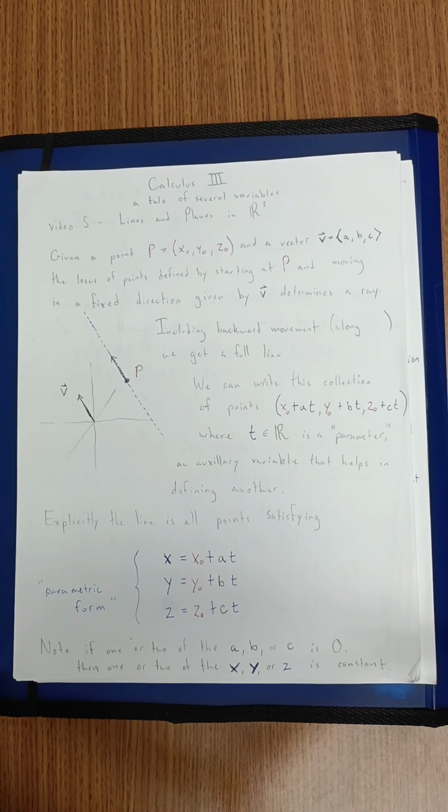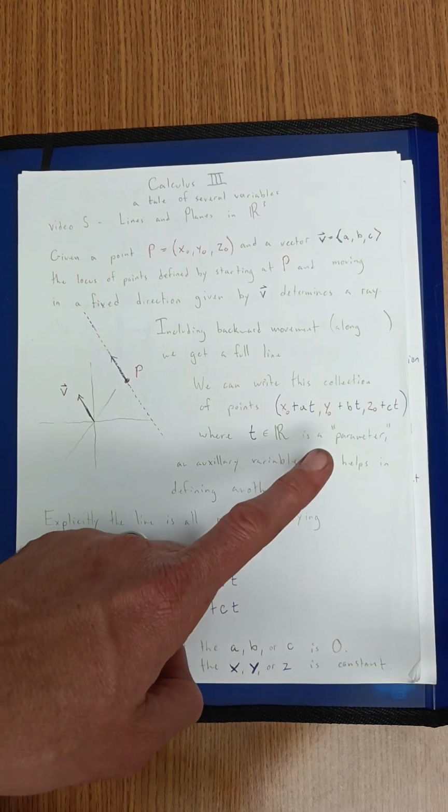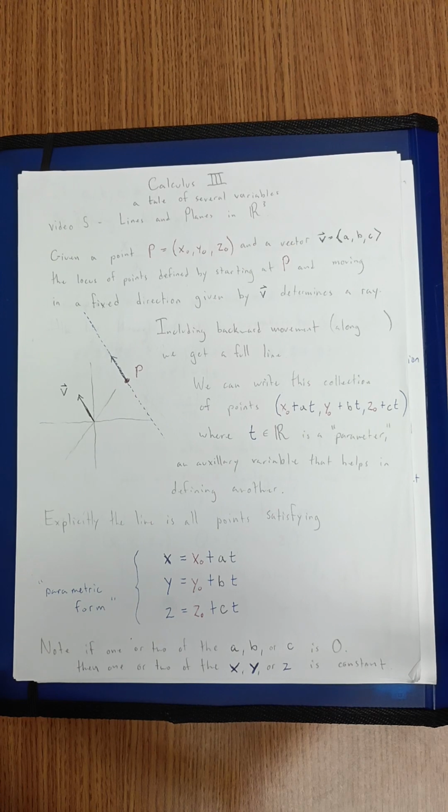Now, parameterizing that line means writing it in this way, where we have a parameter called t, whose value is allowed to vary, and positive multiples of t will take us along the vector in a certain direction, and then negative multiples of t would take us along the other direction.